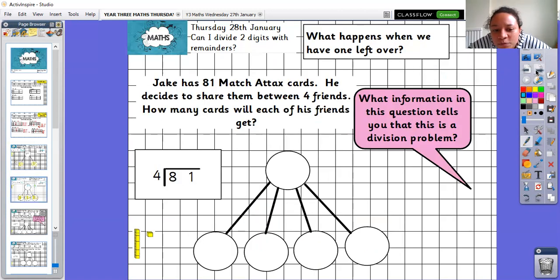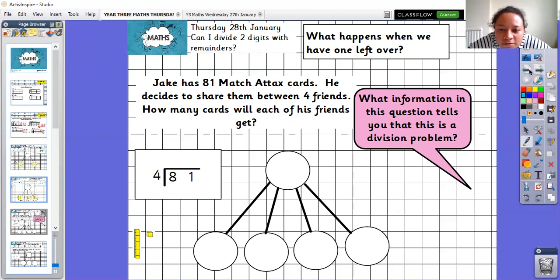Okay, now this one is a worded problem. So let's have a little look at this one together and see what we need to think about that tells us it's a worded problem. Jake has 81 match attacks cards. He decides to share them between 4 friends. How many cards will each of his friends get?